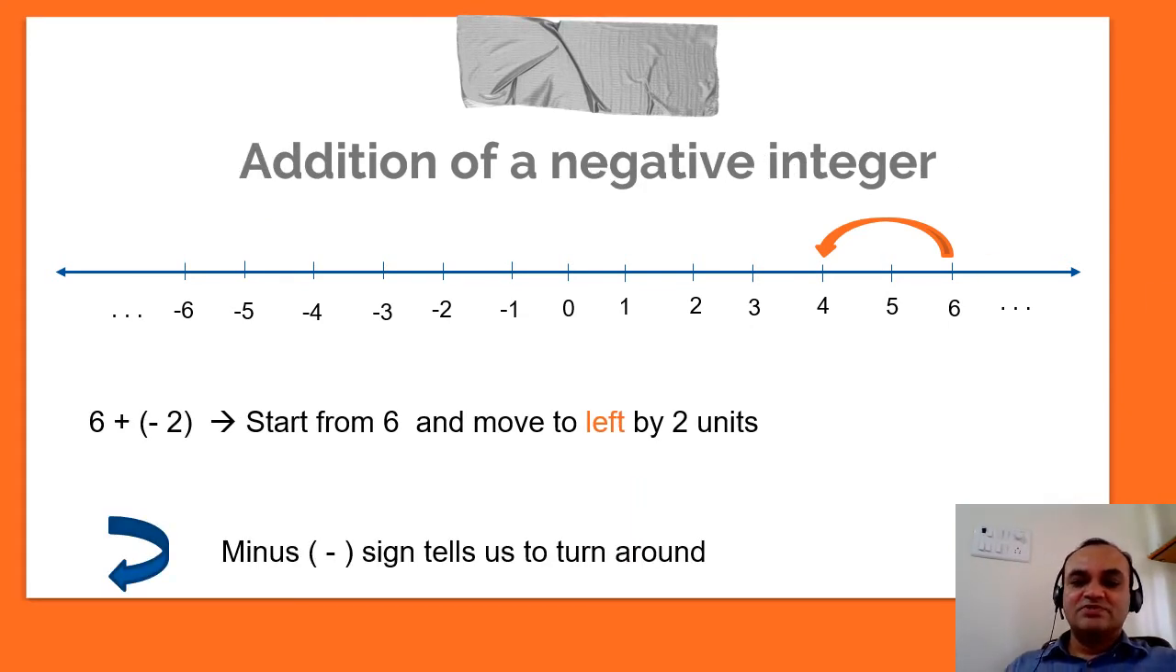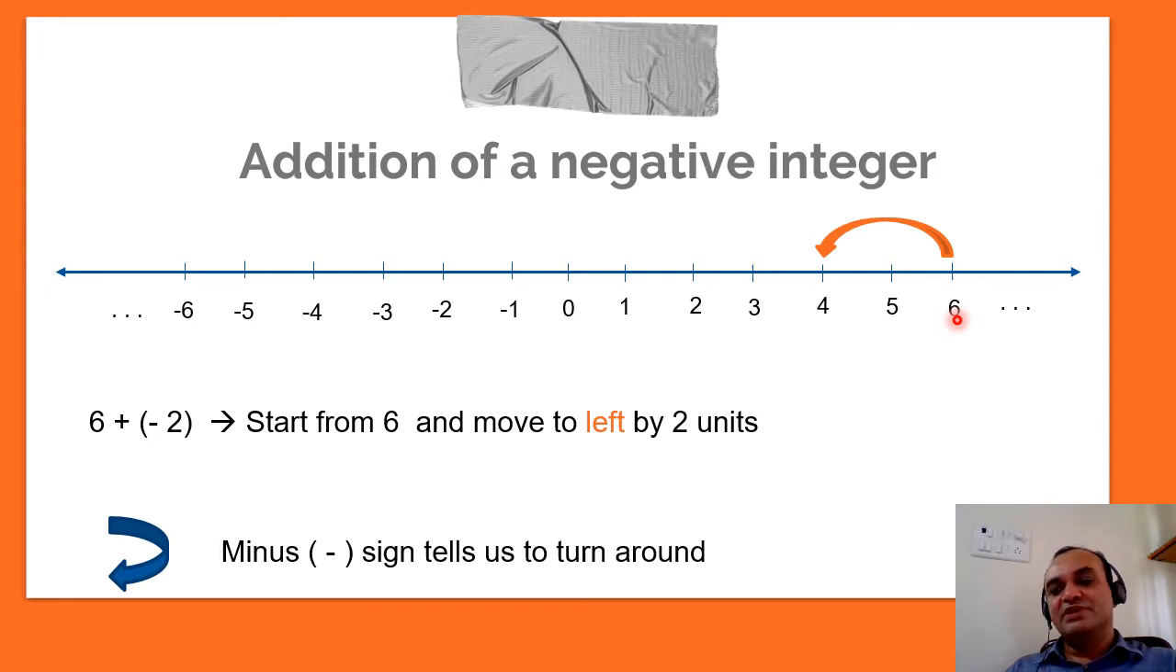What we have seen so far is how to add and subtract a positive integer. So now we want to learn how to add and subtract a negative integer. So let's say we want to add a negative integer. So we want to perform the operation 6 plus minus 2. So we'll start as usual. We'll start at 6. We want to add minus 2 to it.